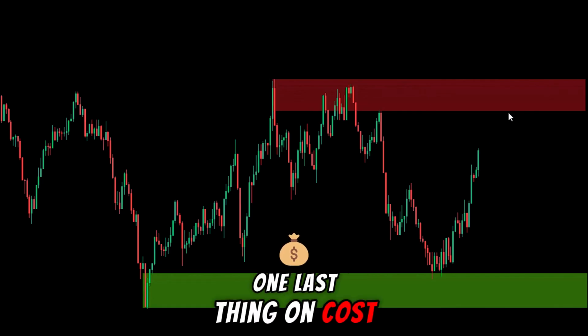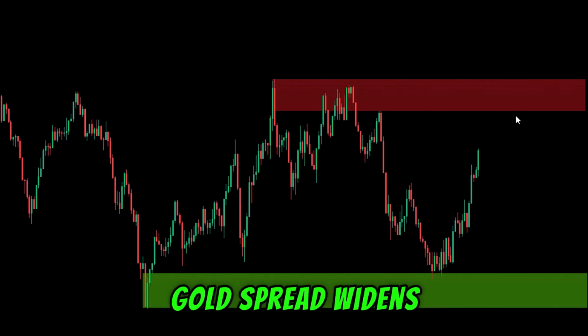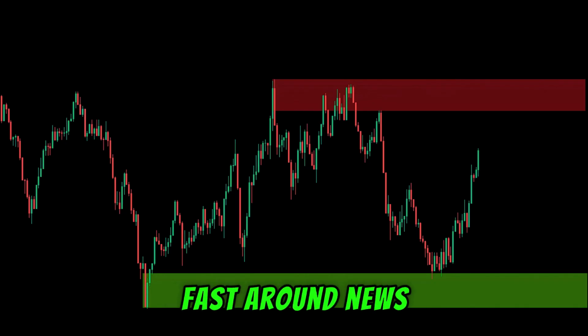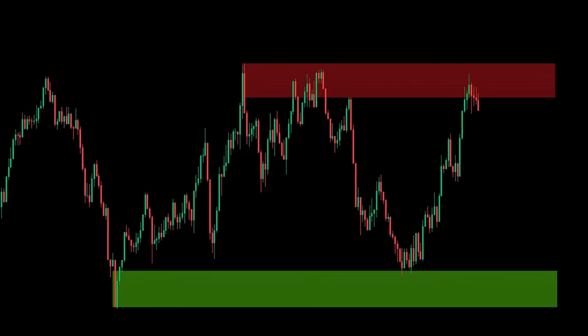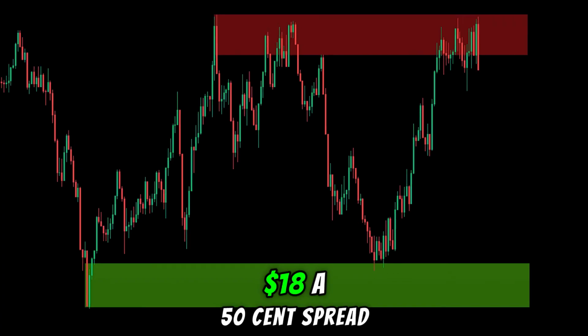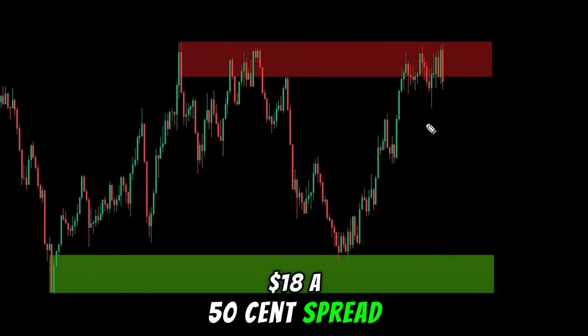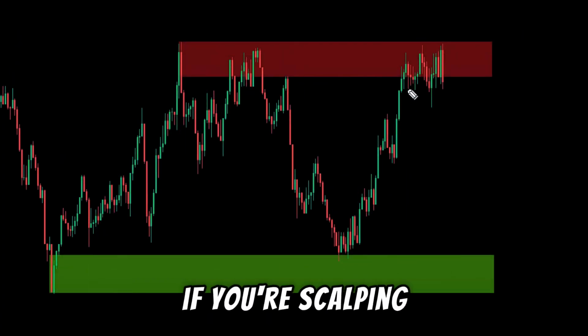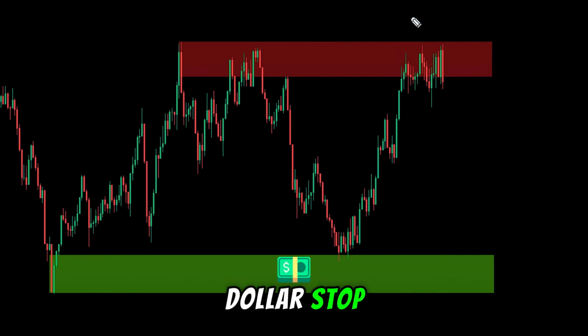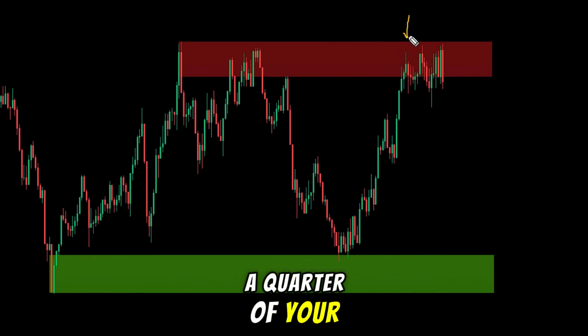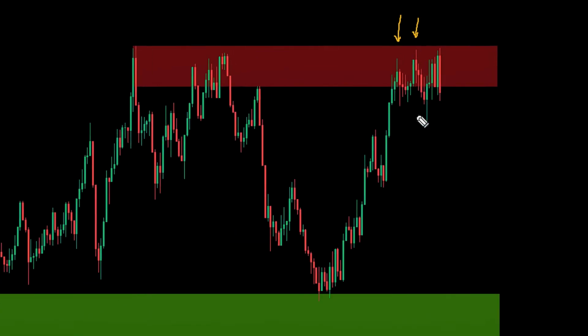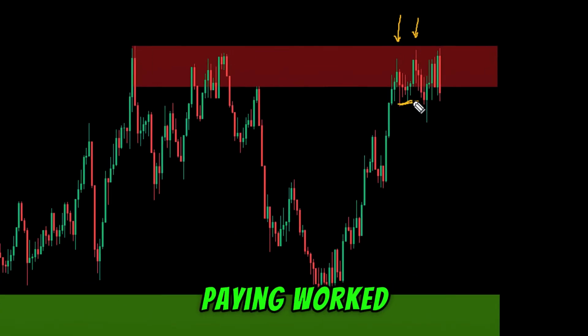One last thing on cost. Gold's spread widens fast around news and at the session rollover. If your stop is $18, a 50-cent spread is noise. If you're scalping with a $2 stop, that same spread is a quarter of your risk before you've even started. Know what you're paying.